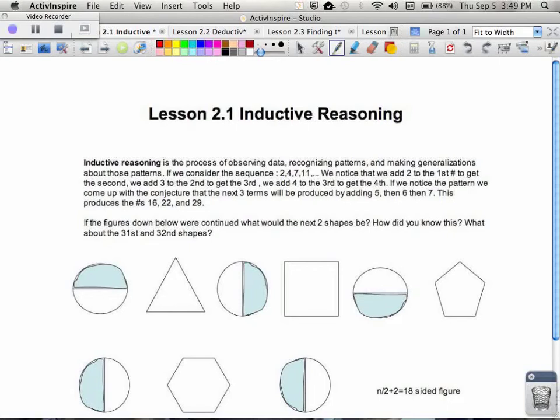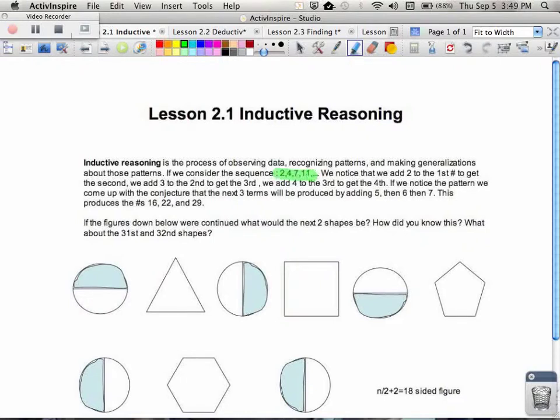Okay, in lesson 2.1, we're going to talk about something called inductive reasoning. Inductive reasoning is the process of observing things, data usually, recognizing the pattern that's associated, and making a generalization about that. So you watch something happen, and then you make some kind of statement about it. For example, let's say you look at the pattern 2, 4, 7, 11.